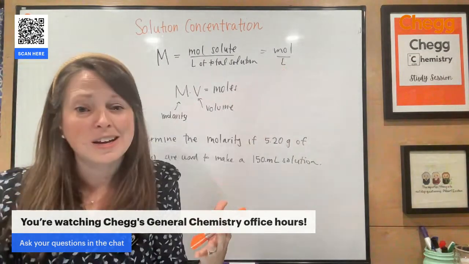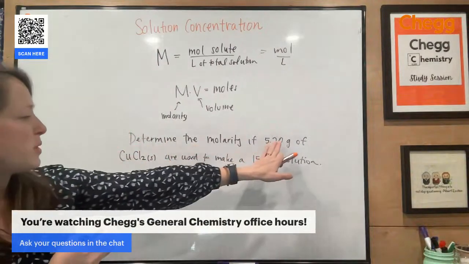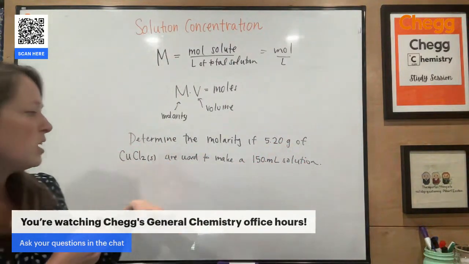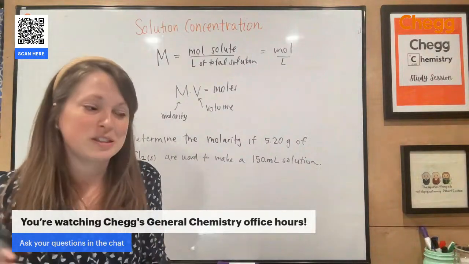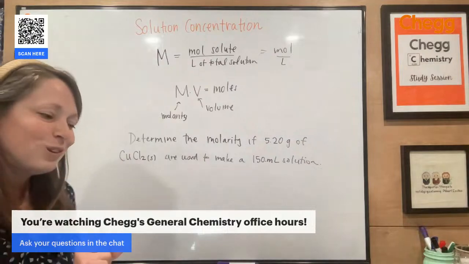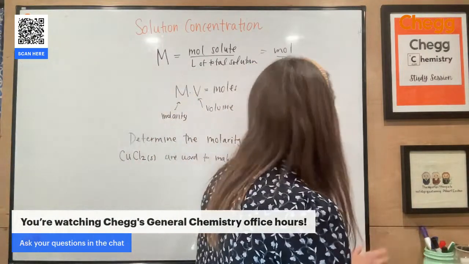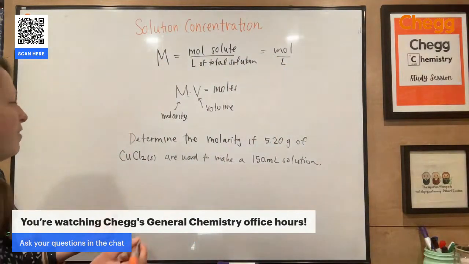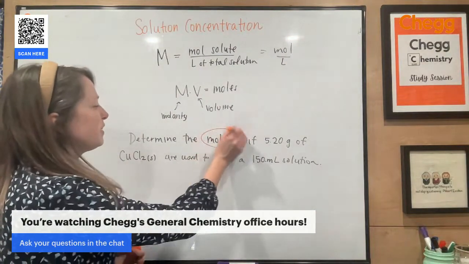If I just said 5.20 grams of copper 2 chloride were added to 150 milliliters, technically that solid has volume, right? So you've got to be really, really careful with that. All right, so what do I need to do to solve this problem? First thing, I want to figure out what it's asking. I'm trying to find the molarity.